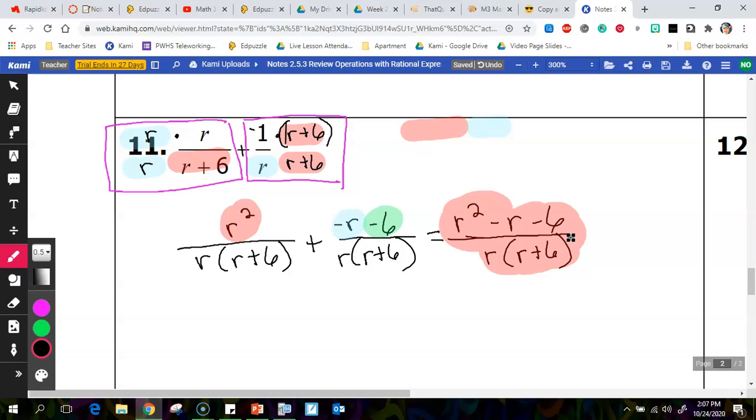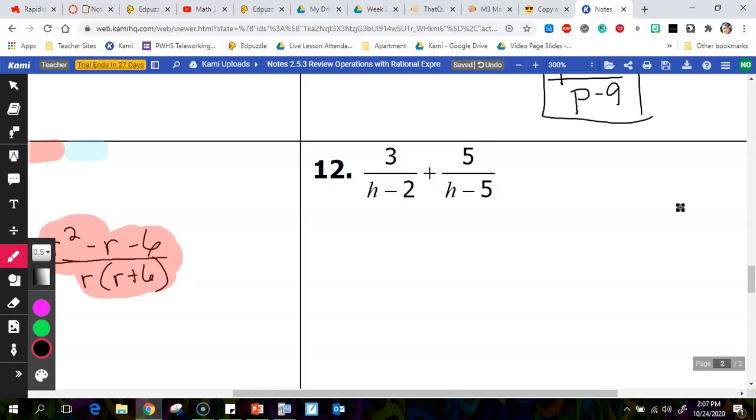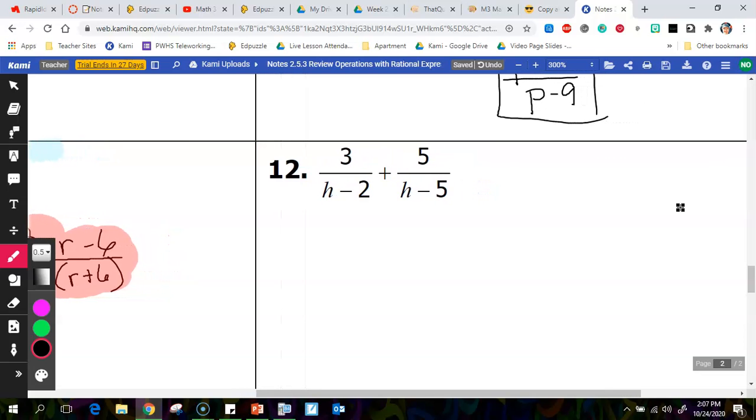We factor everything. Let's factor the numerator. The numerator factors to r minus 3, r plus 2, I think. Yep. Okay, well, on this one, there happens to be nothing that I can cancel out, so this is my answer. Looks a whole lot more complicated than the one we started out with, but anyway. All right. I think I'm going to skip 12. Mark that one out.